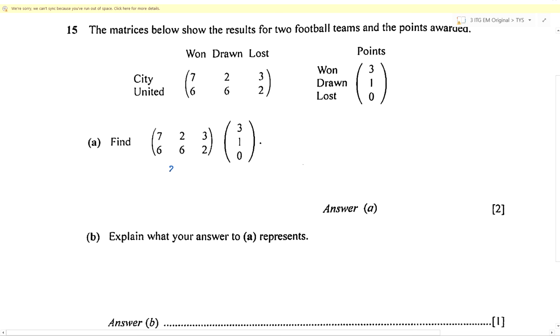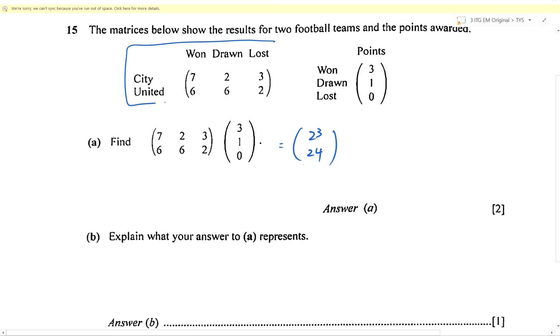Here we have matrix multiplication. This is a 2 by 3, 2 rows by 3 columns. Here we have a 3 row by 1 column. When we multiply these, we will get a 2 by 1 matrix, 2 rows, 1 column. And the result over here is 23, 24. Now what does this represent?